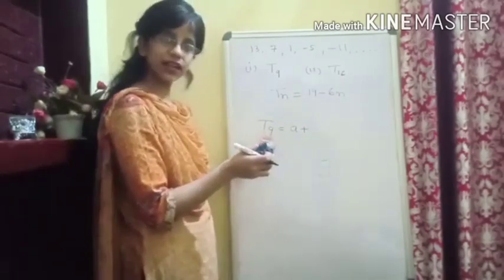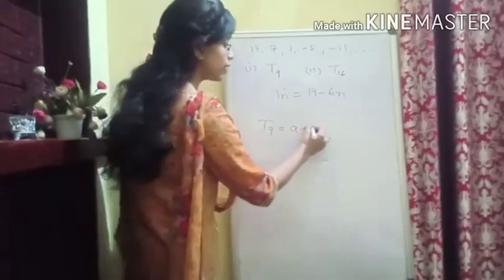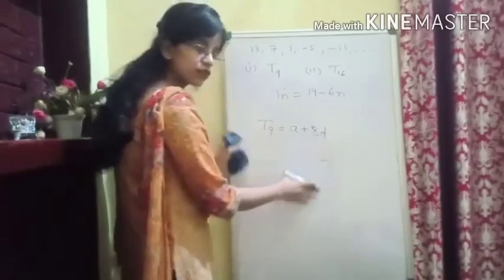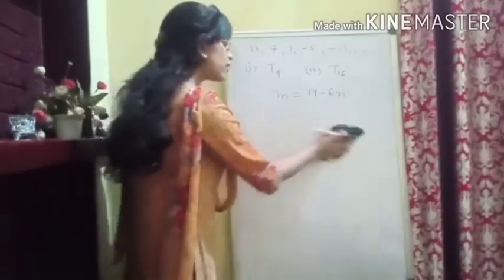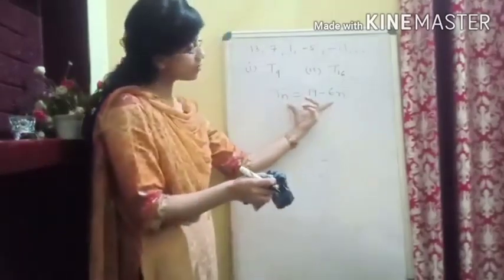What is our n? That is 9. 9 minus 1 would be 8 into d. So that's how you can put the value of your first term, you can put the value of d. Otherwise, we are knowing the general term.